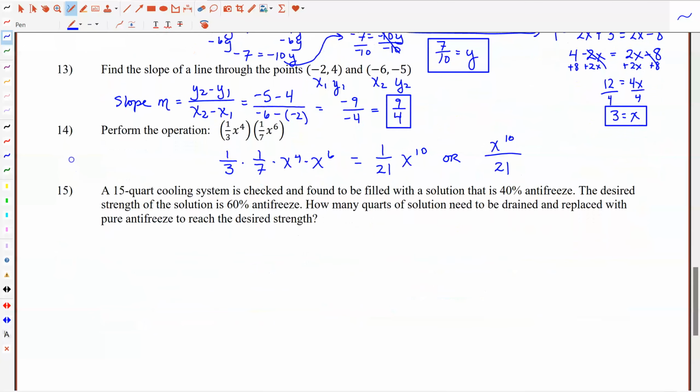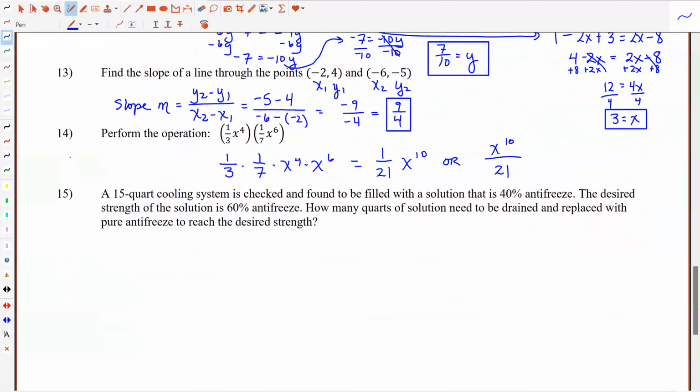And then the last one we're going to look at is a word problem. It says a 15-quart cooling system is checked and found to be filled with a solution that is 40% antifreeze. The desired strength of the solution is 60% antifreeze. How many quarts of solution need to be drained and replaced with some pure antifreeze to reach the desired strength? This type of problem can be called a mixture problem. So I have some stuff that I'm trying to mix together to reach a desired mixture.